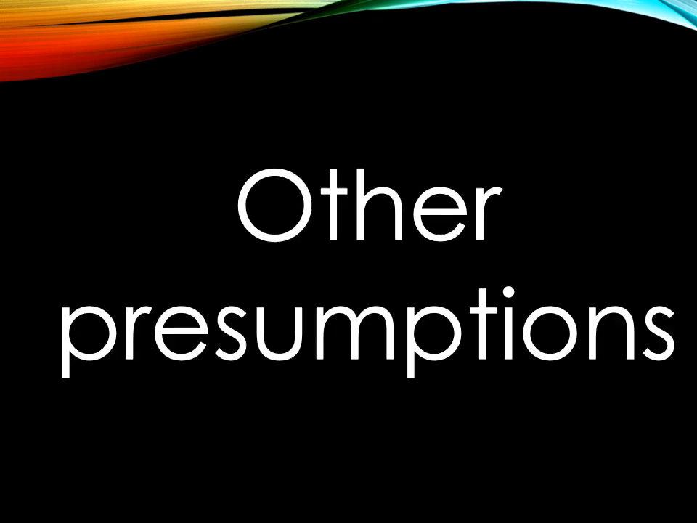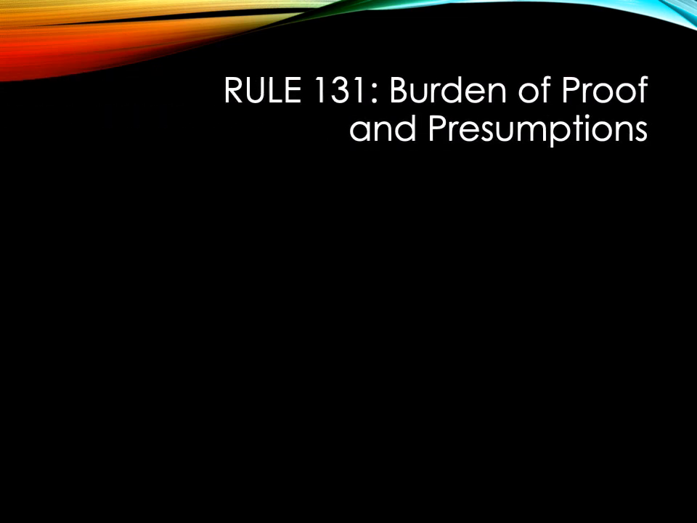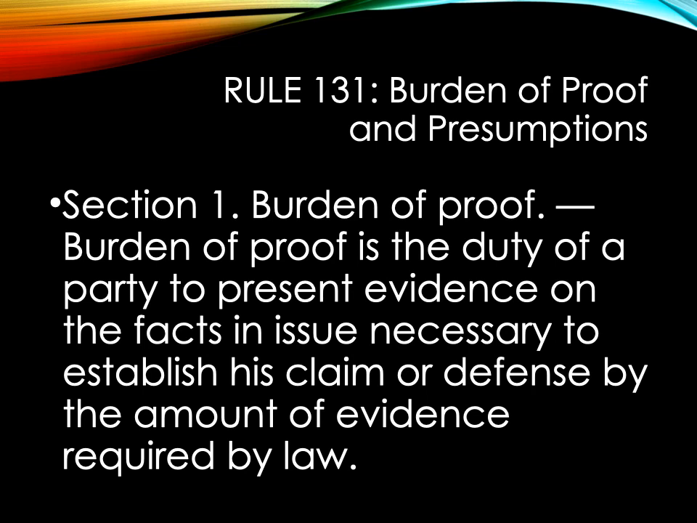Aside from the presumptions in Article 1176, the following are some presumptions under Rule 131 of the Rules of Court, paragraphs 1, 2, and 3, together with some other presumptions in other laws. Under the Rules of Court, Rule 131 provides the rule on burden of proof and presumptions. Section 1. Burden of proof. Burden of proof is the duty of a party to present evidence on the facts in issue necessary to establish his claim or defense by the amount of evidence required by law.